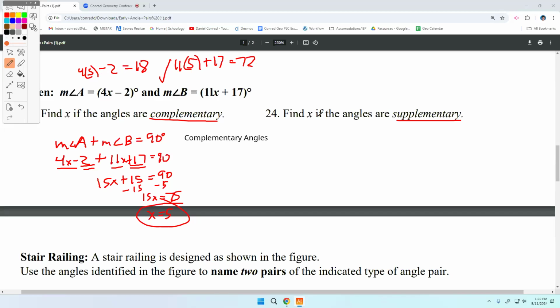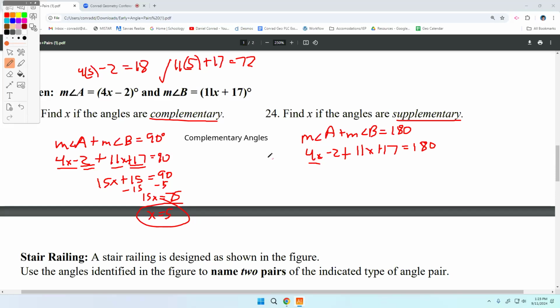Next one, what if they're supplementary instead of complementary? Well, if they're supplementary, they're going to add up to 180. So measure of angle A plus measure of angle B equals 180. So we're going to do 4x minus 2 plus 11x plus 17 equals 180.